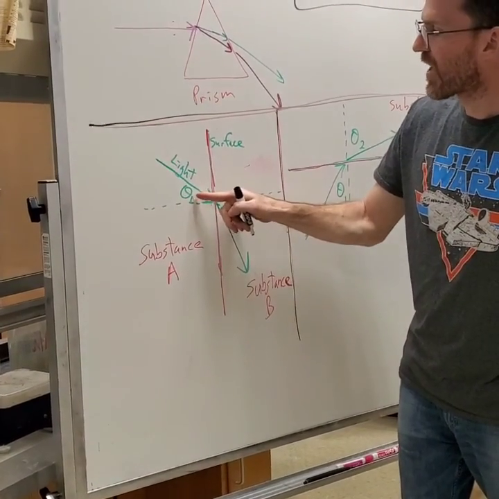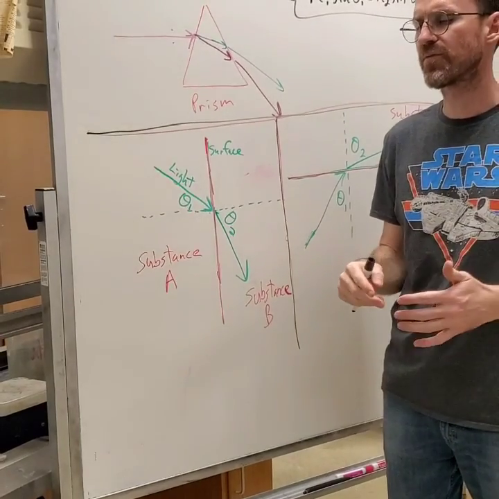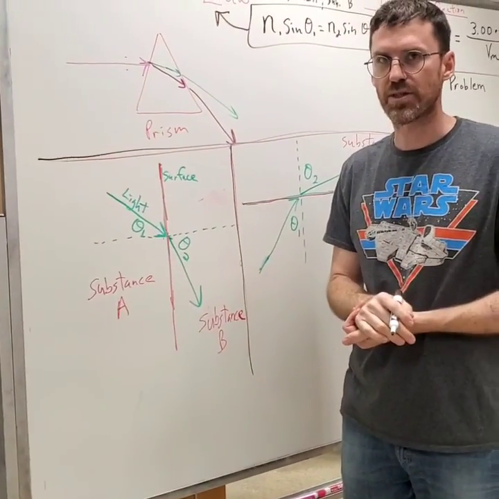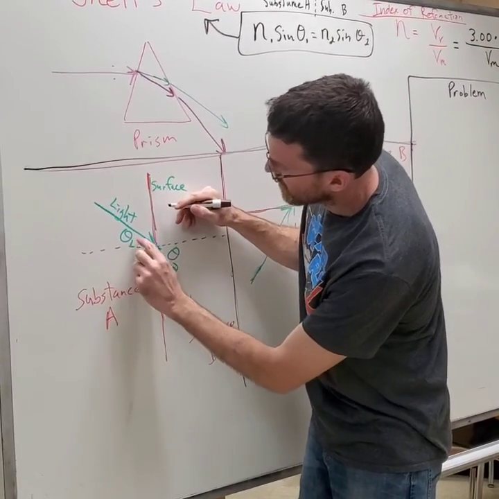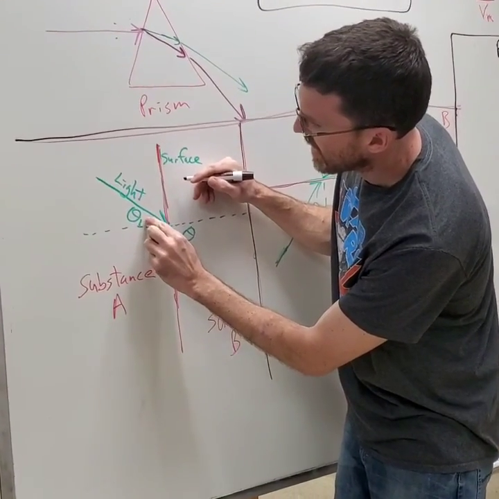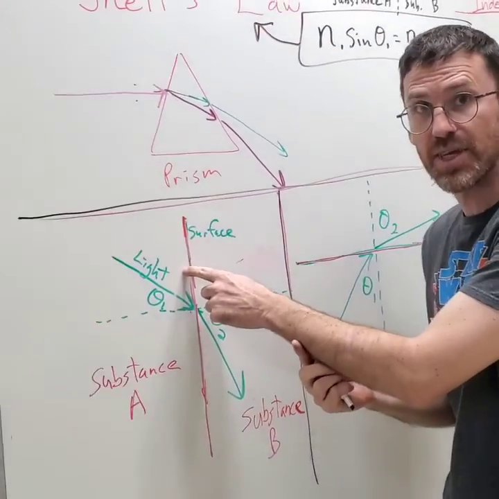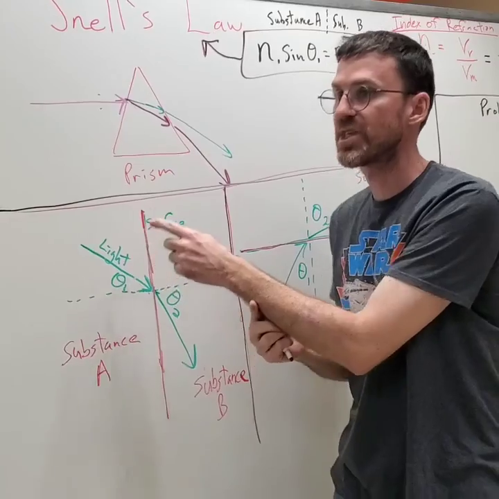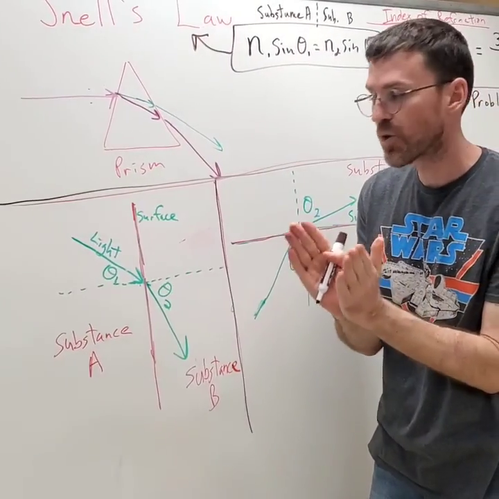The angles, theta 1 and theta 2, are always with respect to the normal. If you recall, normal in physics means perpendicular. So you draw a line perpendicular to the surface, and the angle between the light ray and the normal is the angle in Snell's Law. It is not the angle with respect to the surface; it is the angle in relationship with the normal.